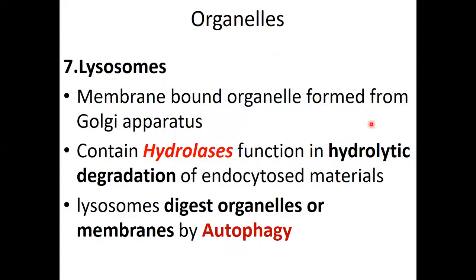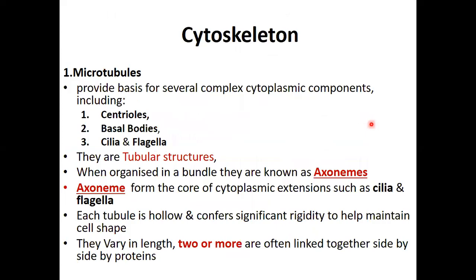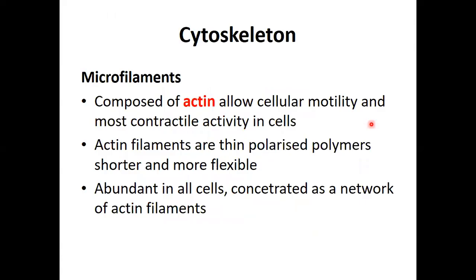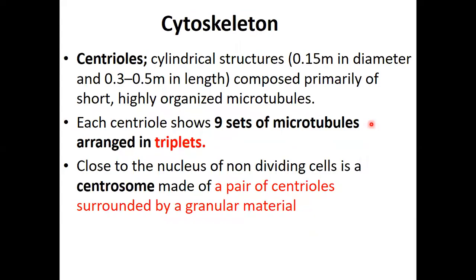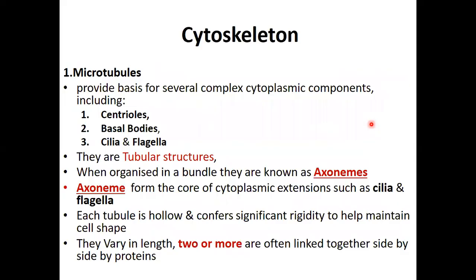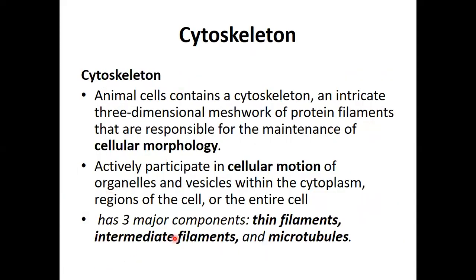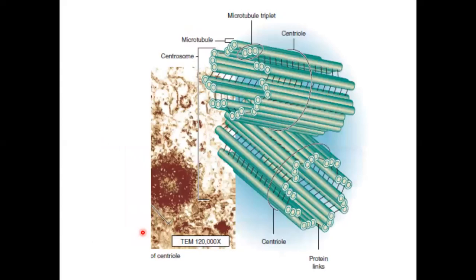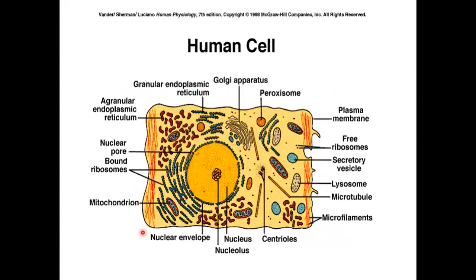Then quickly we look at intermediate filament, which is the last type of cytoskeleton. Here, we've discussed microfilament or thin filaments. We have also described microtubule. Now, we are remaining with intermediate filaments. Intermediate filaments are essential in cell-to-cell attachment.